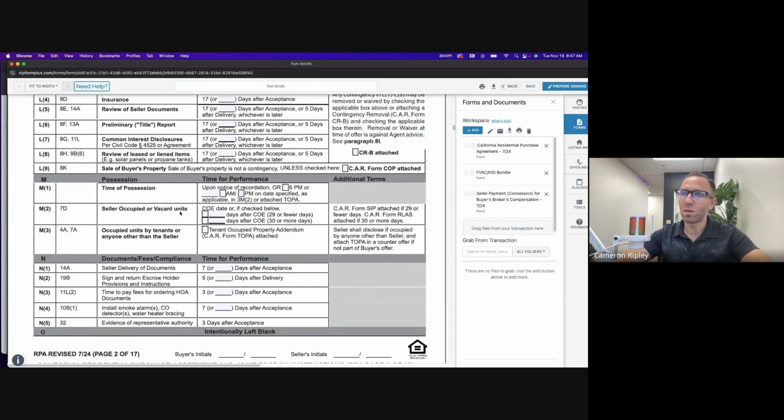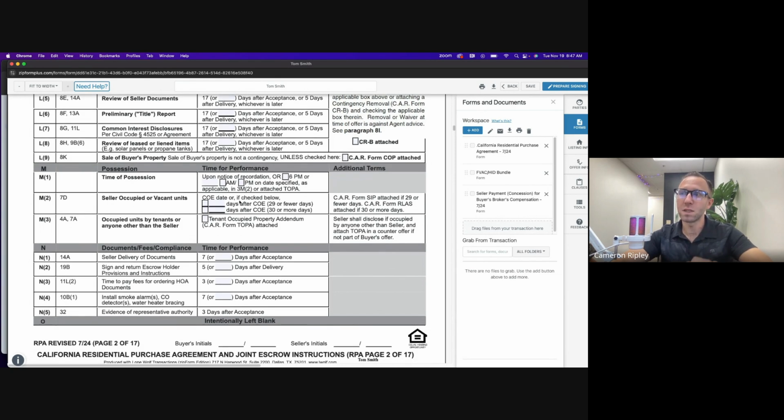Seller occupancy or vacant units. Okay. If the seller wants a rent back, as in they say they want to stay in the house after you close escrow, then you want to check this first box if it's less than 29 days. 29 days or fewer is a seller in possession. When you go past 30 days, the seller becomes a tenant and they have tenant rights. So you want to be very careful, and there are two different forms. Very careful about what you put there.